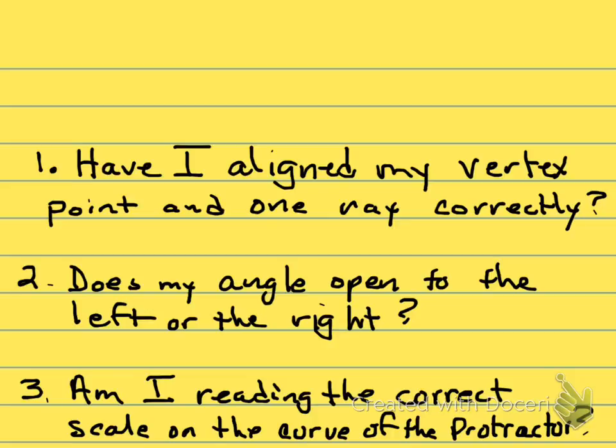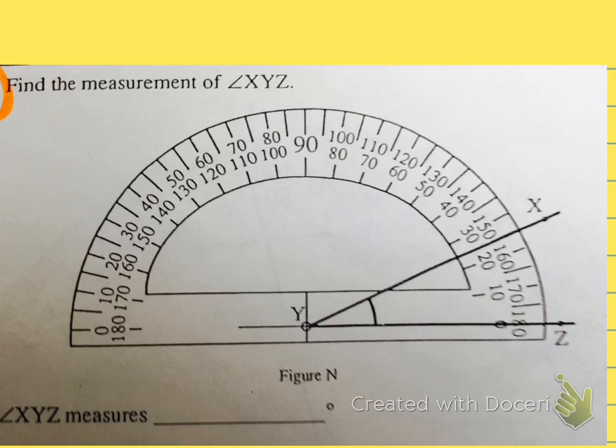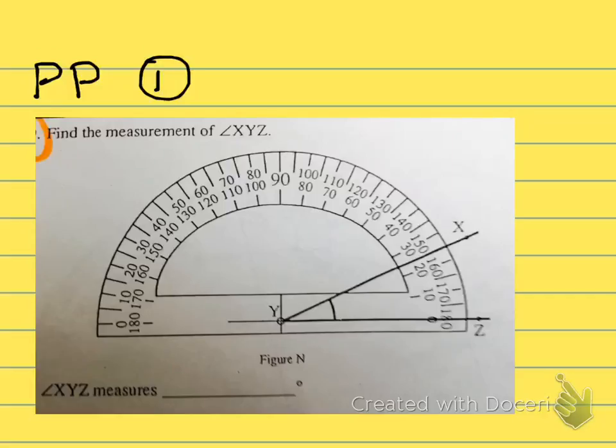Here are your practice problems. In practice problem number 1, I want you to find the measure of angle XYZ, and record it in degrees. Let's try it again. Here is practice number 1. I want you to find the measurement of angle XYZ, and record it in degrees. Here is number 2.